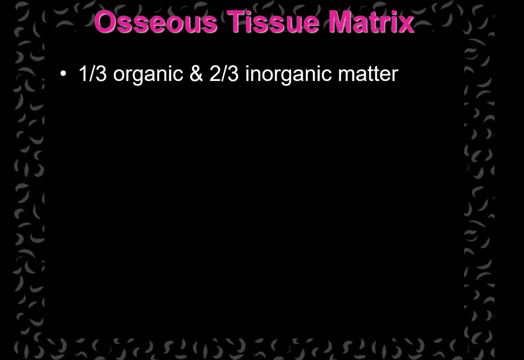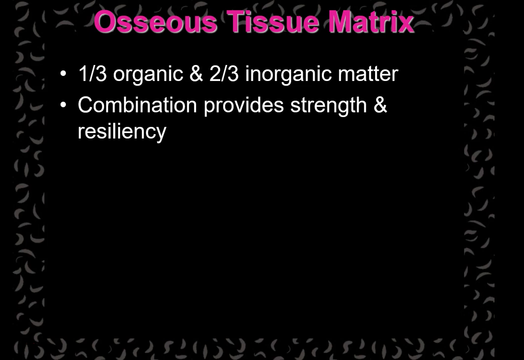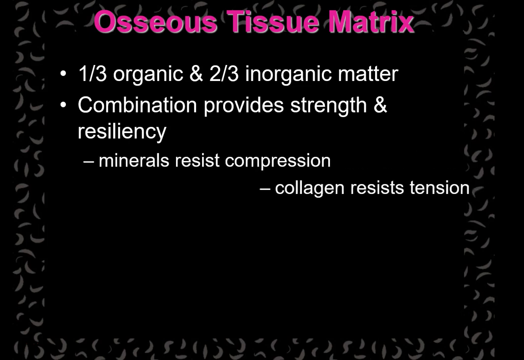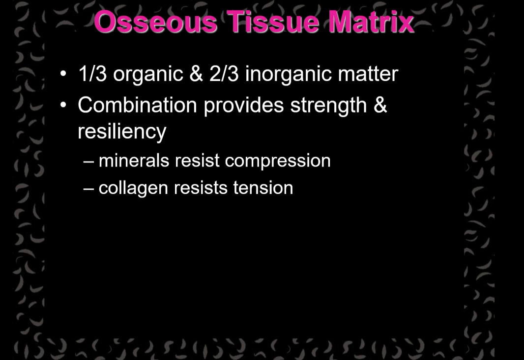So the matrix of bone tissue is 1/3 organic, 2/3 inorganic by weight. The inorganic portion are just the minerals. So the 1/3 organic, that's your collagen fibers. The 2/3 inorganic are going to be minerals like calcium phosphate. And this combination makes the bone strong and resilient. The minerals resist compression while the collagen resists tension.